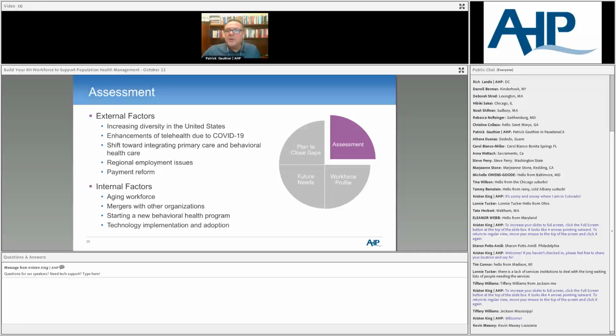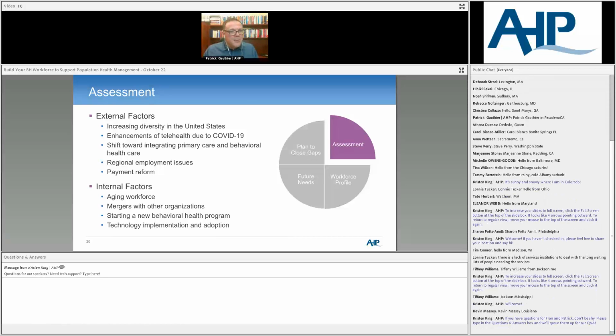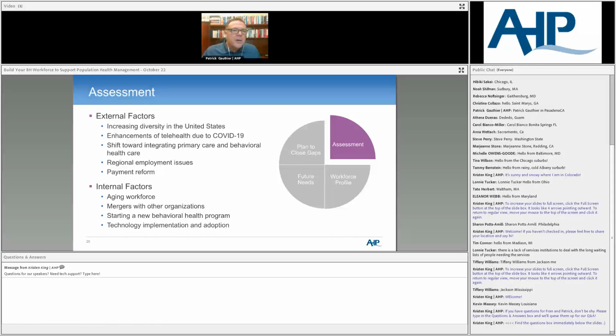This is an opportunity for you to look at what affects your workforce externally and internally. I think there are some examples here that I'm going to share with you. There is increasing diversity across the country. There is an increasing reliance upon telehealth in this country as it relates to COVID-19. There's a real shift toward the integration of behavioral and primary health care. Payment reforms, some of the employment issues that might be present in your region of the country. How do all of those external factors impact your workforce?